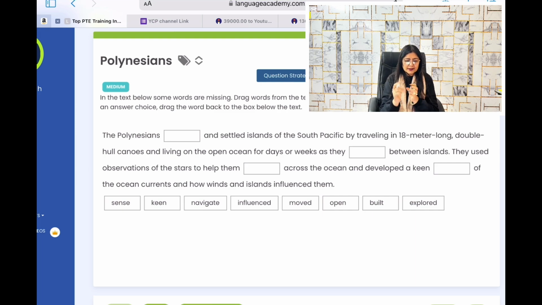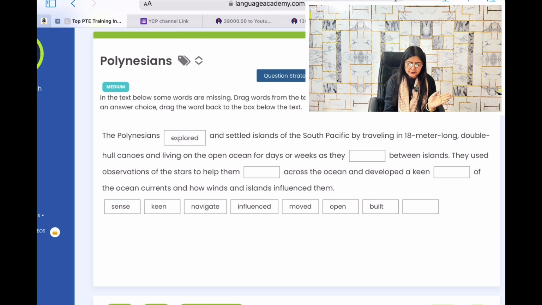The Polynesians dash and settled islands of this. They dash and settle means after 'and' we have settled, V2. Here also we will be having V2. So V2 is what? Influenced and moved and explored. Okay. They explored and settled. So explored seems right to me. Now I will be putting the words in right as we are moving ahead. Okay. For a second, quickly, because we have to do it quickly. We have to save our time in reading.